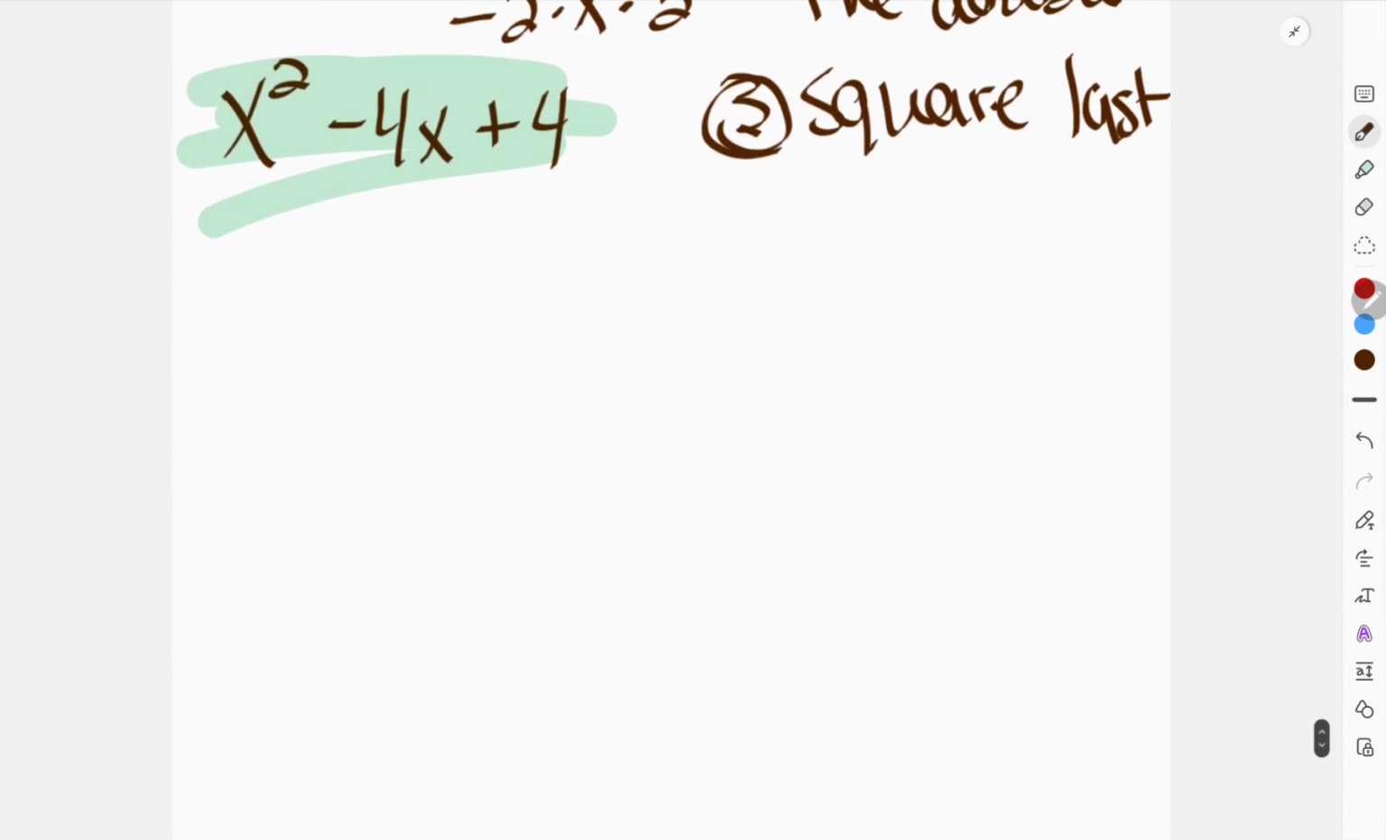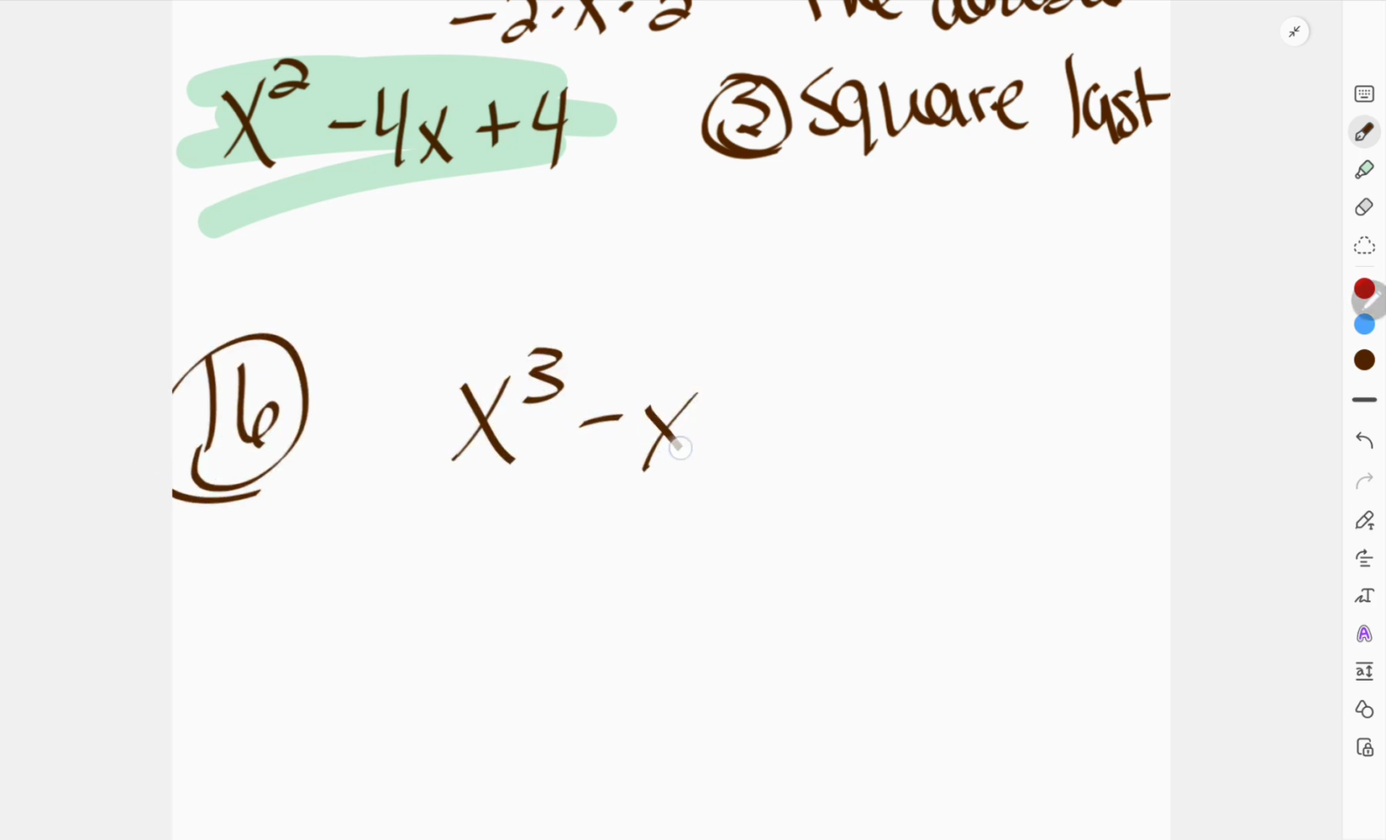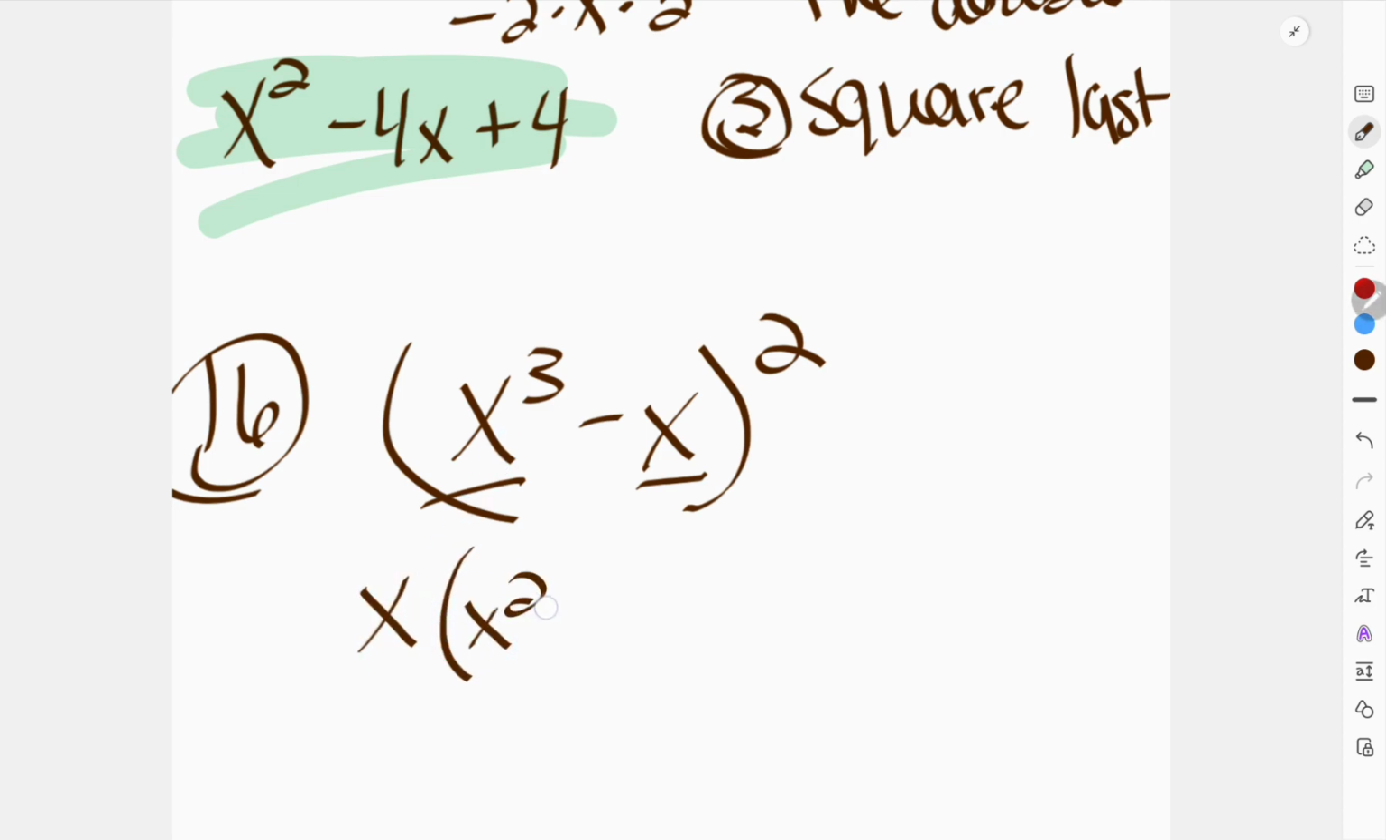So if you get to one that's like number 16, you have x to the third minus x, and then that is squared. The first thing that you need to do is factor out that x. You have 2 x's in there. You don't need that. You could square it, but it's going to give you this big old long problem. So just factor out an x. X to the third divided by x is x squared. X divided by x is 1.